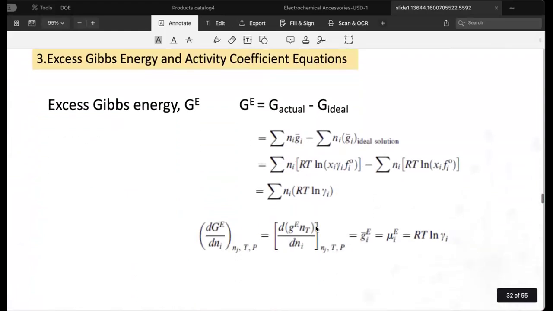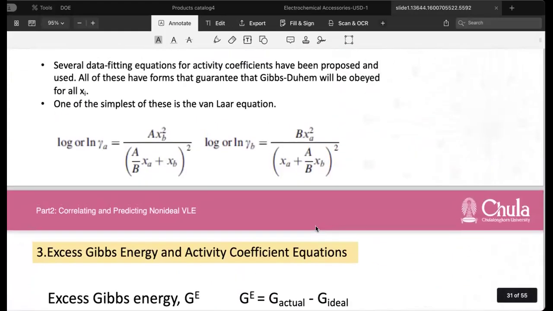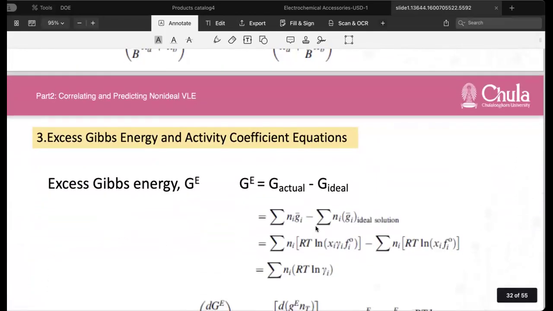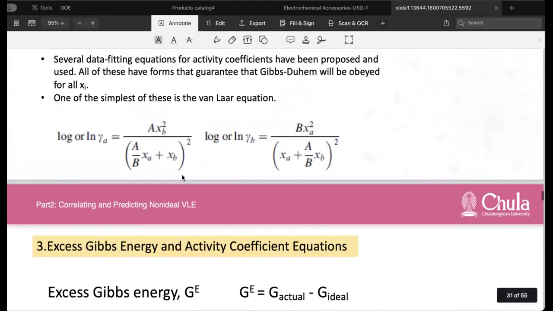The next thing is, now we know the configuration, the structure, of the model. The next question is, now that we know the possible structure of the activity coefficient model, how can we find the parameters? Even though this equation is correct, if we follow it, how can we find A and B?